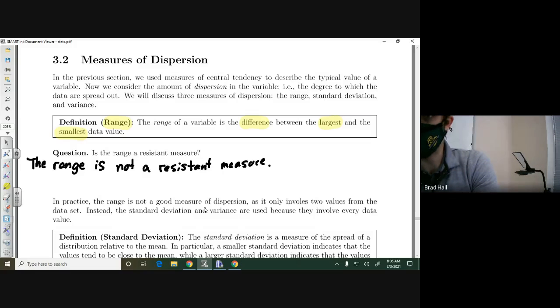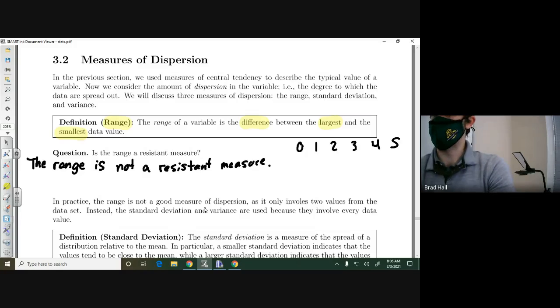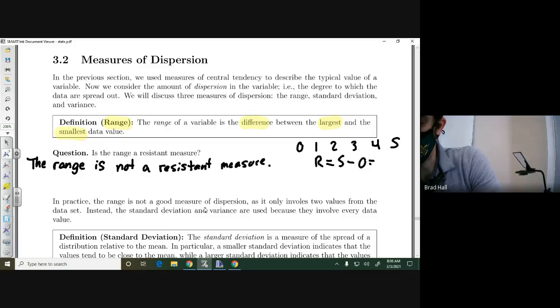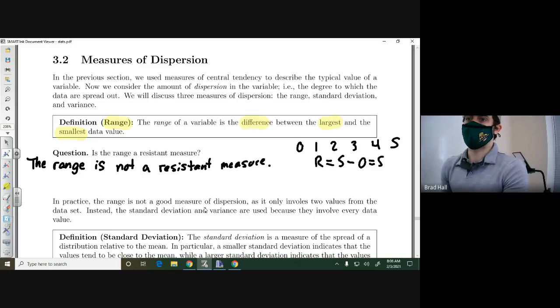Imagine if we had a data set, very simple, 0, 1, 2, 3, 4, 5. Then you'd say, okay, the range, hopefully you can all see what the range is here in this problem. It's just 5. It's the largest minus the smallest, which is 5. Now what happens if I threw an extreme value in here? What would be an extreme value? Someone want to give me an example?